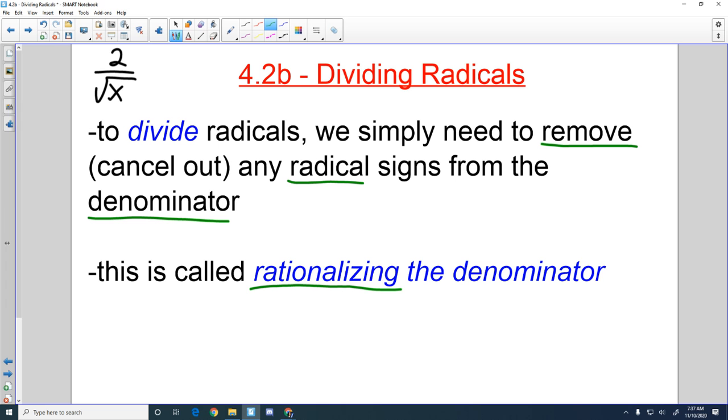And so we're going to look at a few different cases this morning of different types of radicals that we could have in the denominator, and we're going to look at how we get rid of them. All right, so we're not so much dividing as just canceling out radicals in the denominator.